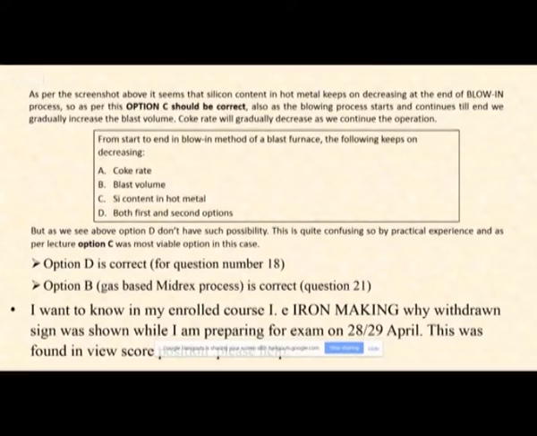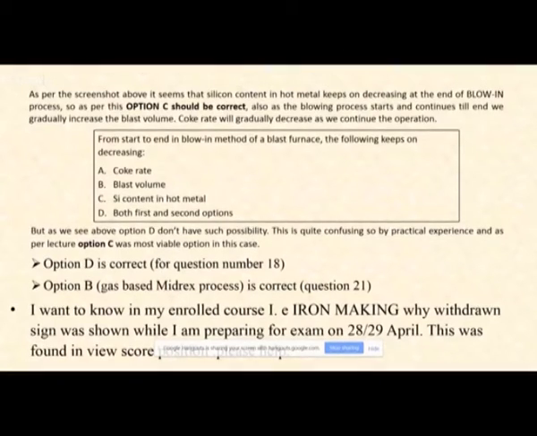About question number 21, where there was a doubt whether midrex is gas-based or coal-based: yes, there is a wrong answer in that one. It should be option B. It is gas-based. So that's the correct option B.